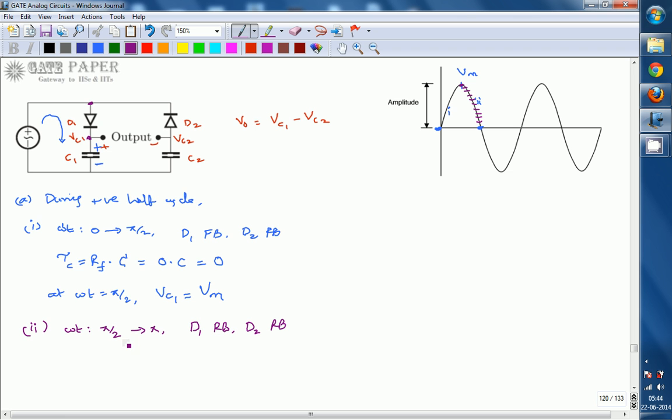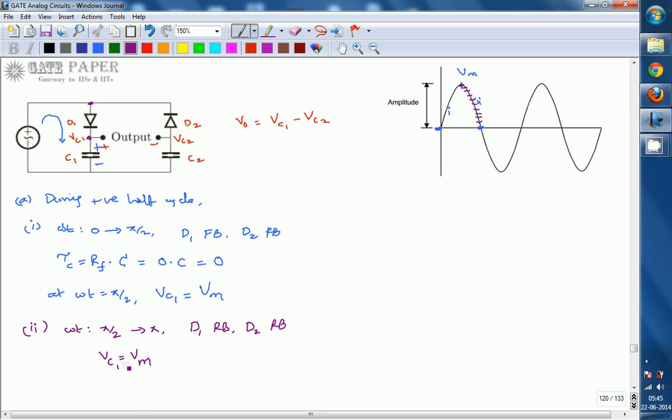Now the capacitor doesn't find any discharge path because diode D1 is under reverse bias, and under reverse bias an ideal diode acts as an open circuit. Open circuit implies there is no discharge path, so Vc1 is going to be constant at Vm during pi by 2 to pi. So from pi by 2 to pi the capacitor voltage is constant at Vm.